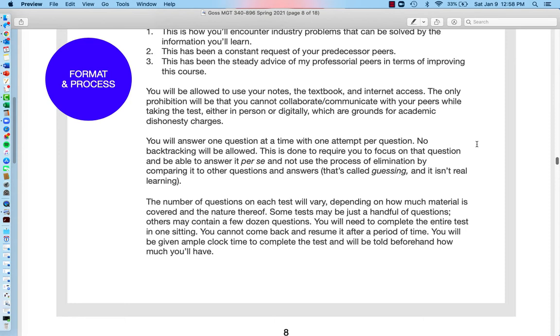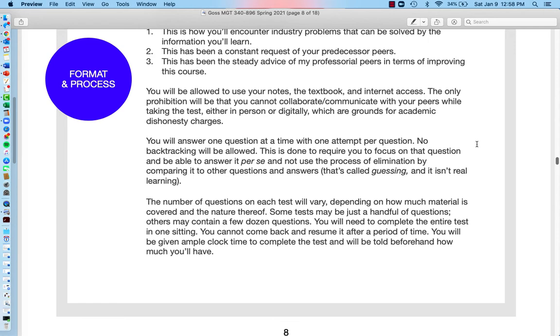Now, on each test, I want to make sure you understand this too. You will be answering one question at a time with one attempt per question. You cannot backtrack, you cannot redo. This is done to help you to focus on that one particular question at a time and answer it per se without using the process of elimination. That's called guessing. That's not real learning. So you'll have one question at a time with no backtracking.